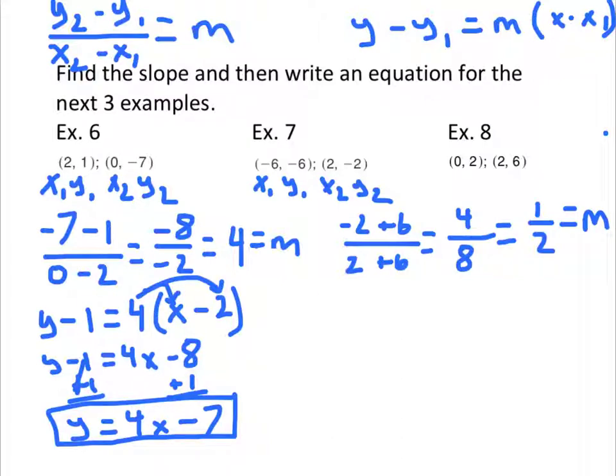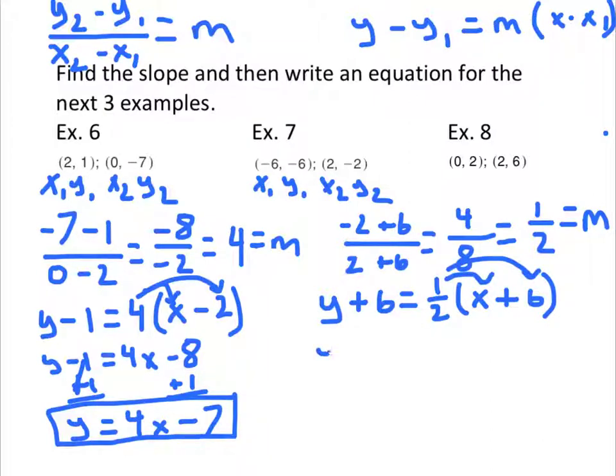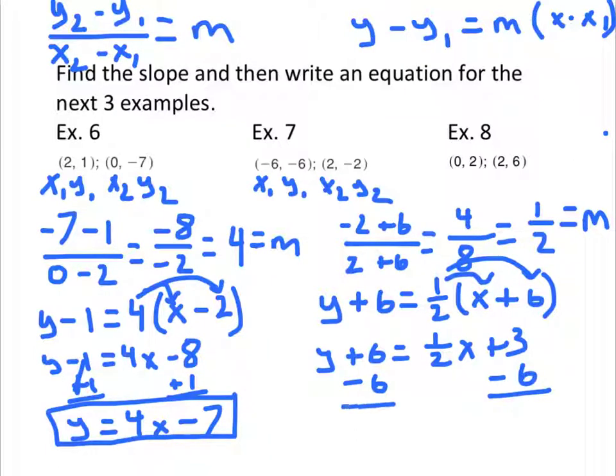So I'm going to go back, fill in the equation, y minus y1, so I'm really adding 6. It's going to equal 1/2 times x minus x1, so I'm really adding 6. Distribute. y plus 6 equals 1/2 x plus 3. Subtract 6 on both sides. y equals 1/2 x minus 3.